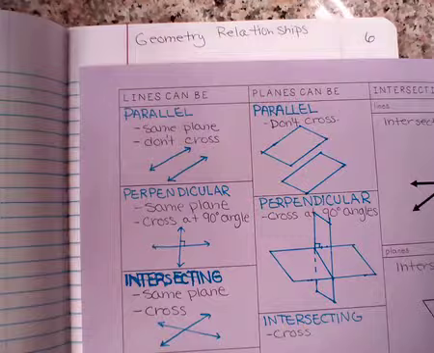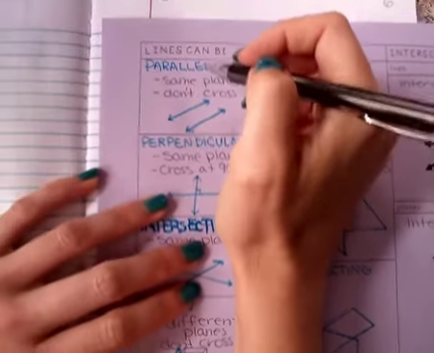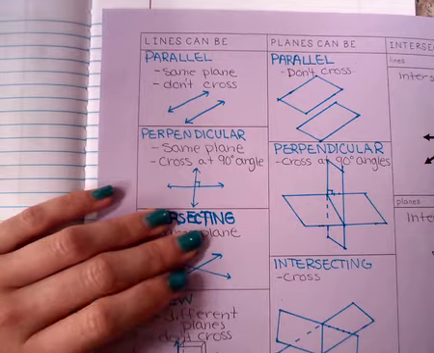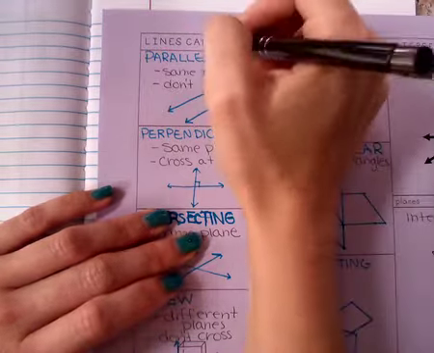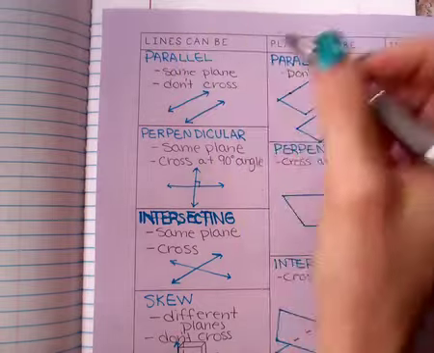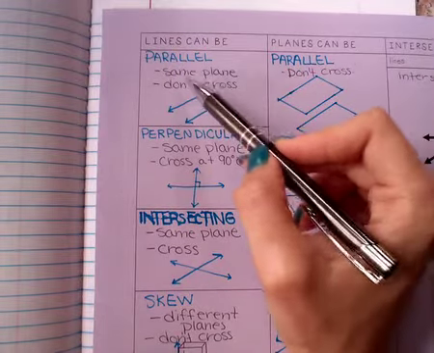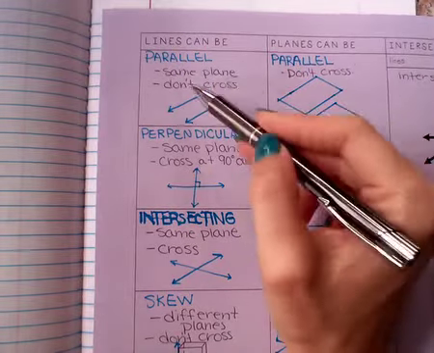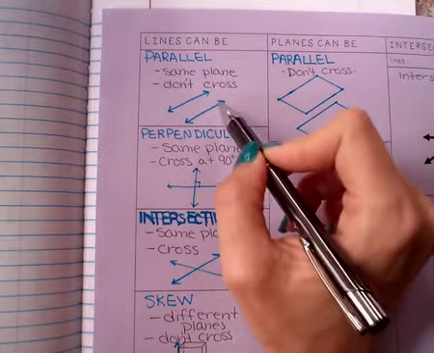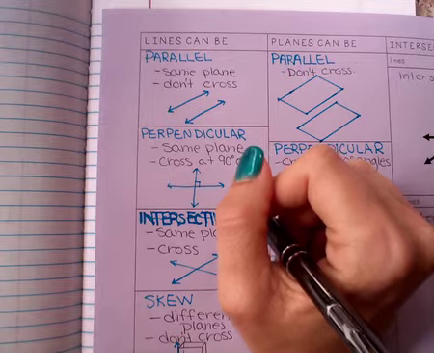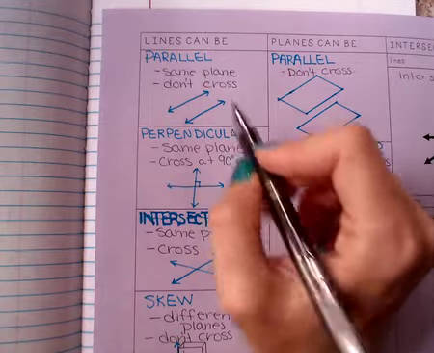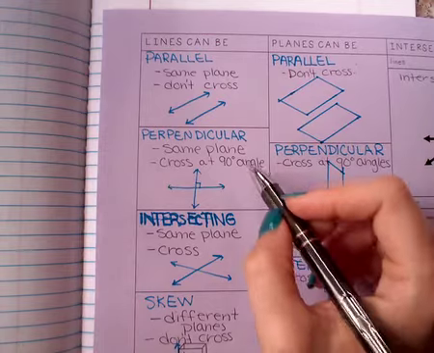All right. So today we are talking about how lines and planes relate to each other. If we have two lines, they can either be parallel. When lines are parallel, that means they have to be in the same plane and they will never cross. So we usually draw two lines side by side that are not going to cross when we're talking about parallel lines. Or we can have lines that are perpendicular.